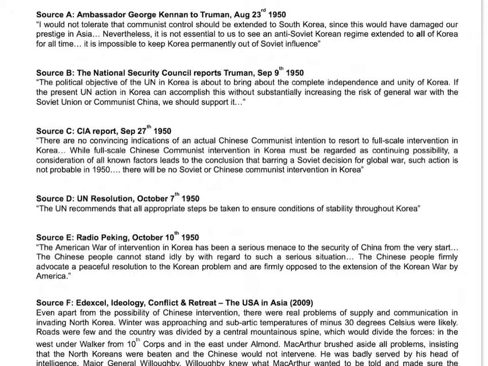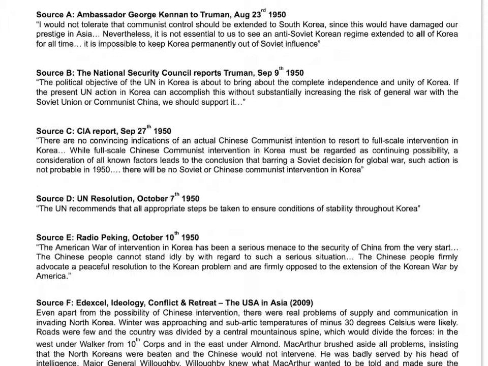Source A, Ambassador George Kennan to Truman, 23rd of August 1950. I would not tolerate that communist control should be extended to South Korea, since this would have damaged our prestige in Asia. Nevertheless, it is not essential to us to see an anti-Soviet Korean regime extended to all of Korea for all time. It is impossible to keep Korea permanently out of Soviet influence.